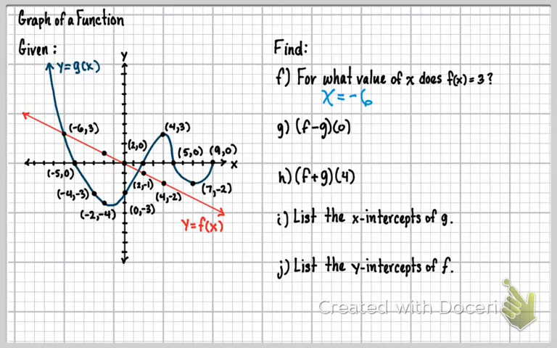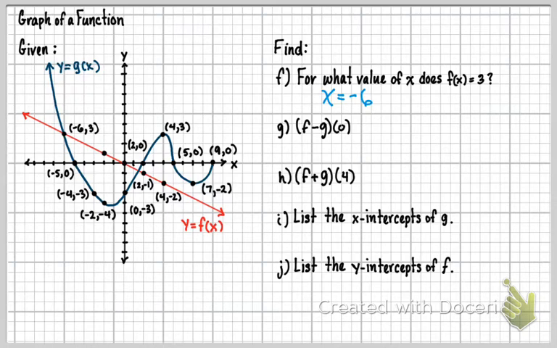Now remember, I can have more than one answer if it permits it. Like if I was looking for my g of x function, I would have had 2 answers. But since this was only talking about f of x, I only get 1 answer, because that's the only time that happens, is at x equals -6. Okay, let's move on to G now.